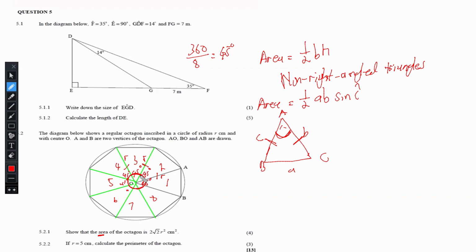But the sides are all equal in length. They are all radii. So that means my area here would have to be what? The area of this figure would have to be 8 multiplied by half AB sine C, the area rule. Why 8? Because I will have 8 similar triangles. So if I want to calculate the total surface area of the octagon, I must calculate the area of each and every triangle there.